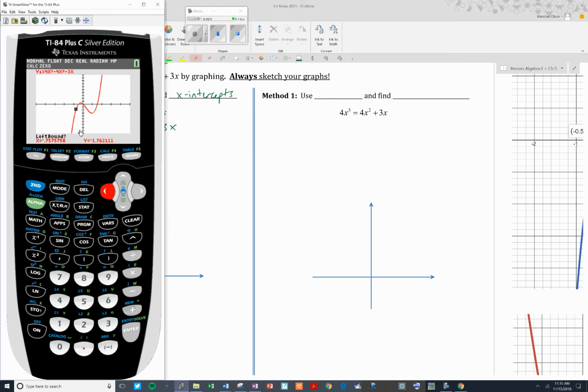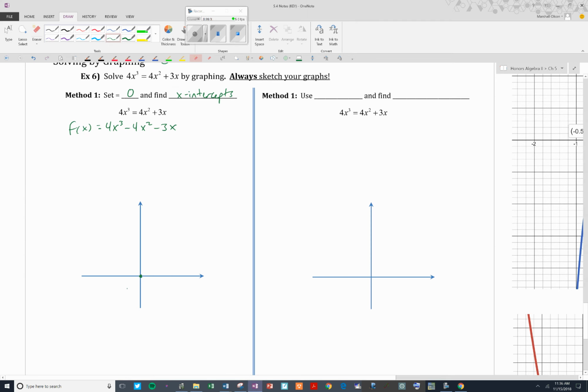I just have to get to the left of it and hit enter. And then I got to get to the right of it. It's asking me for a right bound now, so I just got to get to the right of that 0 and hit enter. And just make sure that where it's crossing the x-axis is between those lines or between these two arrows up here. It asks you to give a little guess. So I'm going to get a little bit closer and just hit enter. And it says one of our zeros is -1/2, 0.